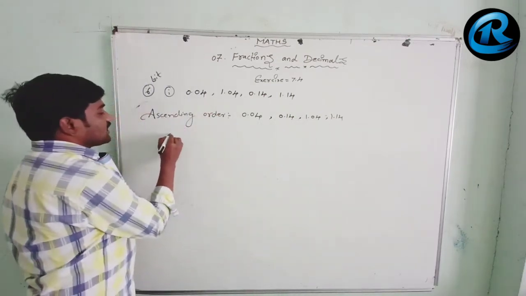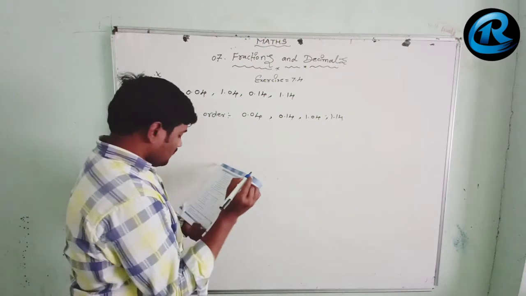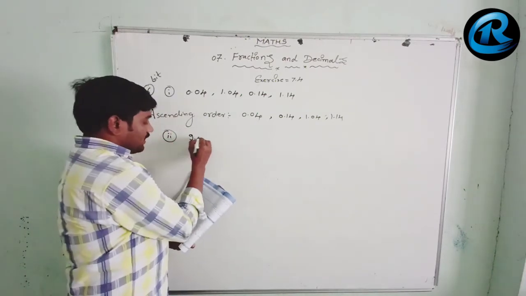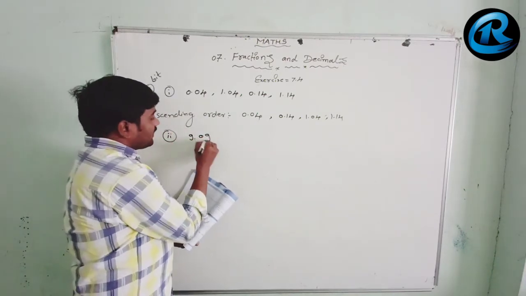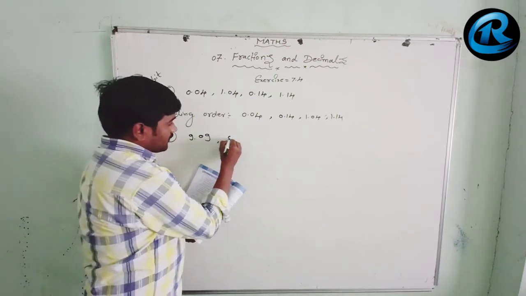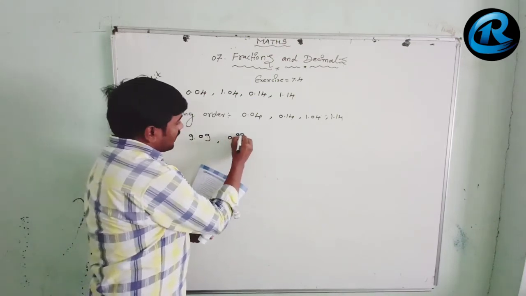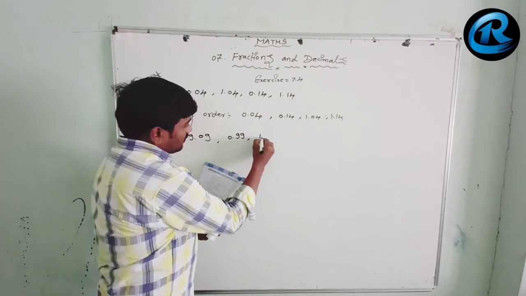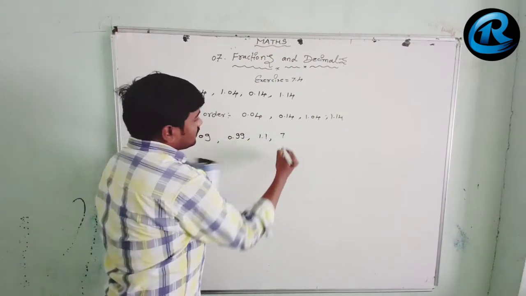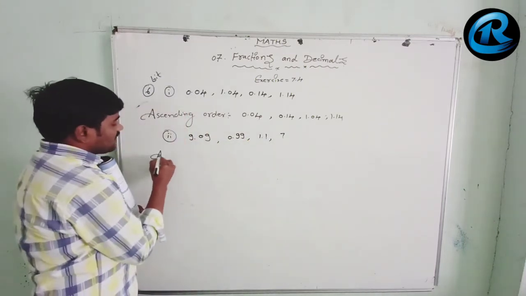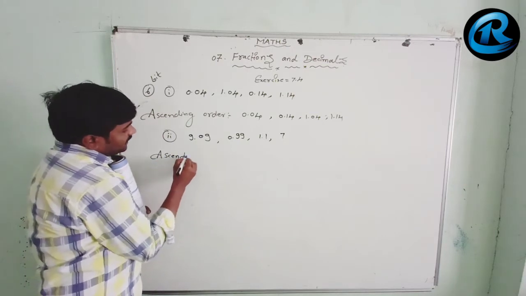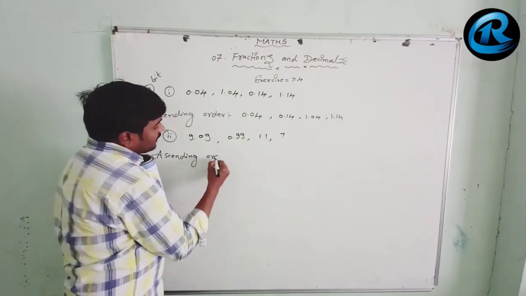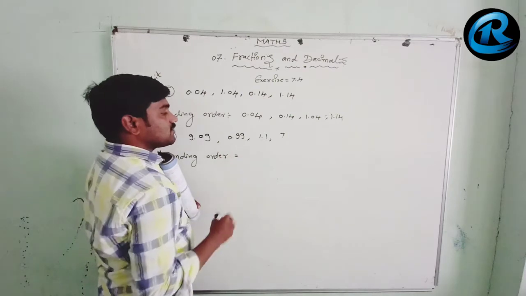Then we go for the second question here. What is the second question? 9.09, 0.99, 1.1, 7. Let us write the ascending order of this. Ascending order of the given decimal numbers.